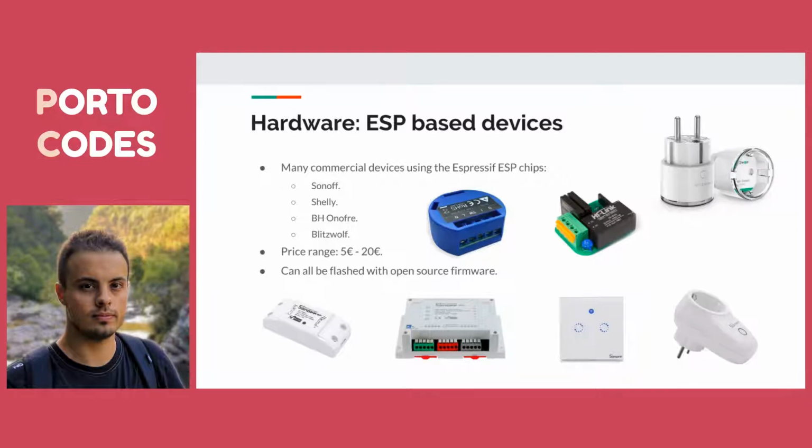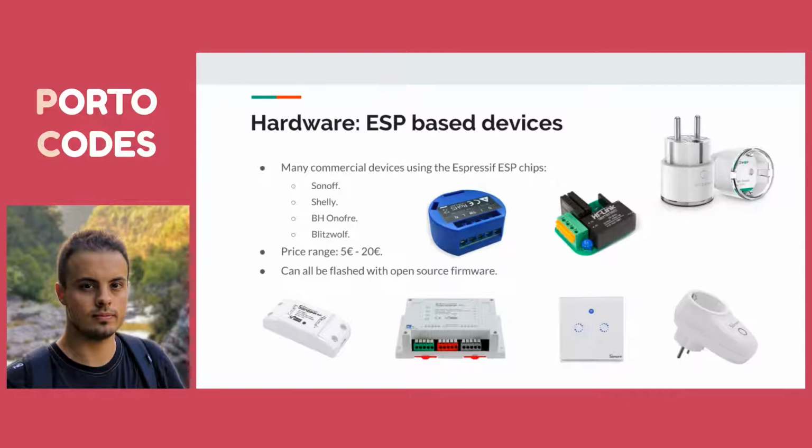So these are the ones that can use Tasmota. There are a lot of devices appearing on the market using some Espressif chips. Those are the chips. I will show you what an Espressif chip is in the next slide. But this is a small and inexpensive Wi-Fi chip. These devices started to appear one year ago, and they are very cheap.